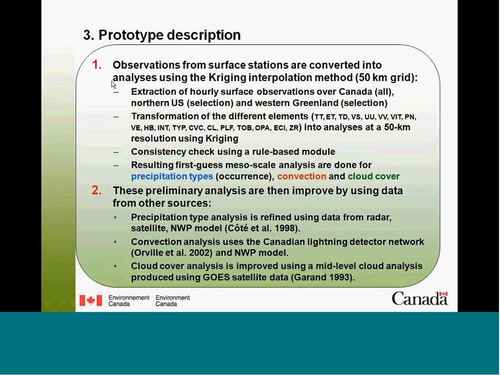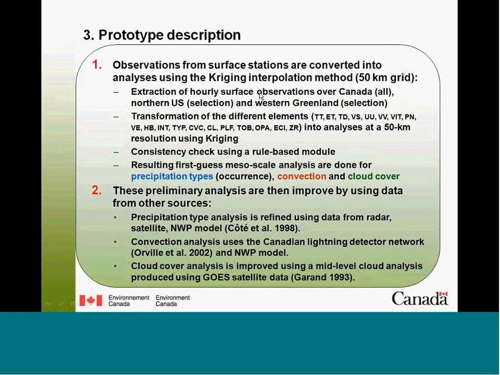So this prototype works essentially like this. The observations from surface stations are converted into an analysis using a grid interpolation method, and the grid actually is 50 kilometers.